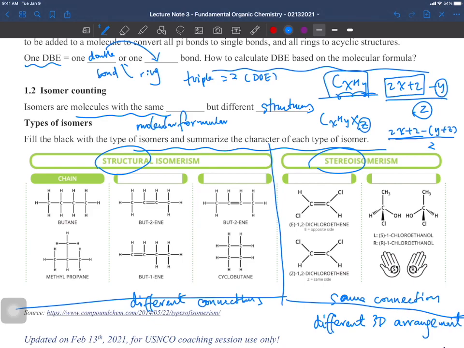Let's have a look at a few examples. For example, butane and methylpropane, which is also called isobutane. You will see the carbons are connected in a different way. So this is why they belong to the structural isomers, right? More specifically, we can call it chain isomer or skeletal isomer because they have a different carbon chain or different carbon skeleton. Makes sense, right?